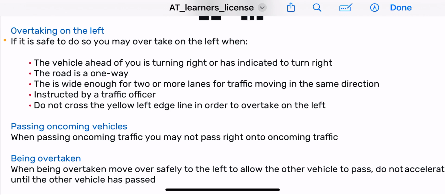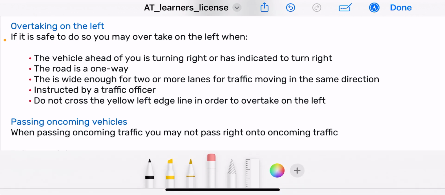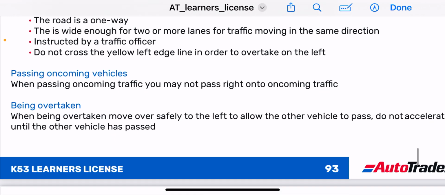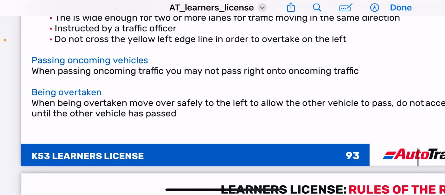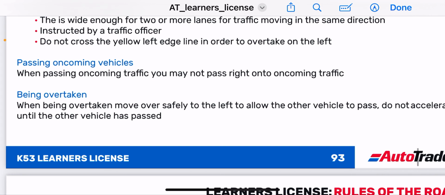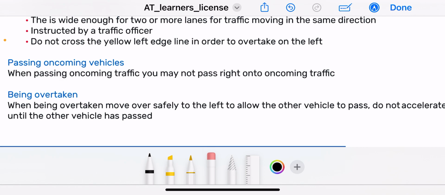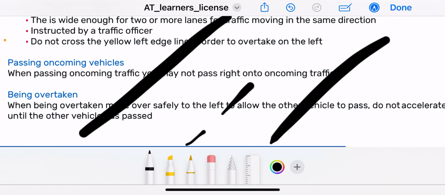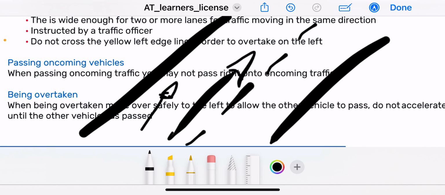Being overtaken. When being overtaken, this is where I'm reading. Oh, the last part. Let me just scroll up. This one, the last part. When being overtaken, move over safely to the left to allow the other vehicle to pass. Do not accelerate until the other vehicle has passed. So, some books say, when another car intends to overtake you, you just move over to the left and you maintain your speed so that this person can just pass. Do not accelerate. You just move over and you maintain the speed you are traveling at.